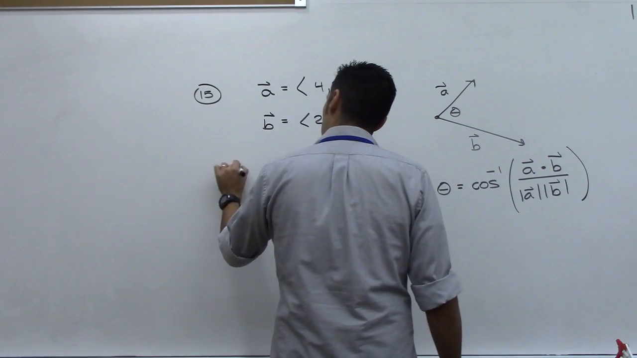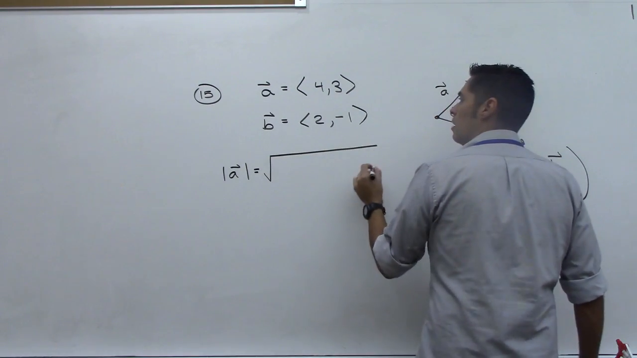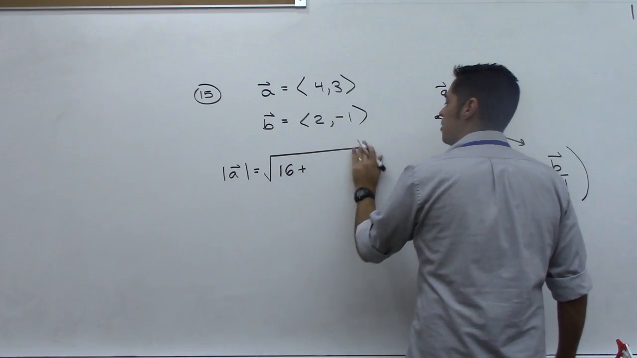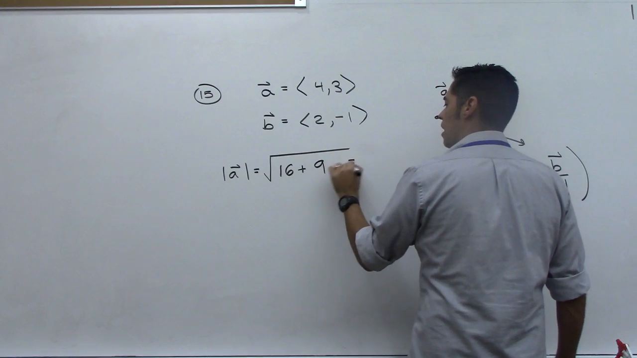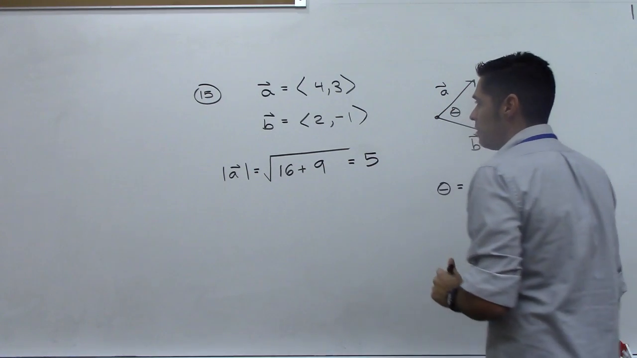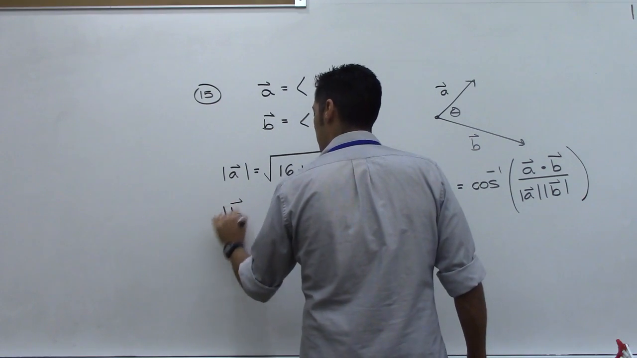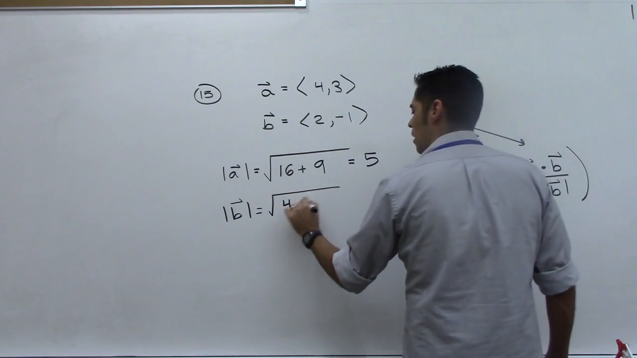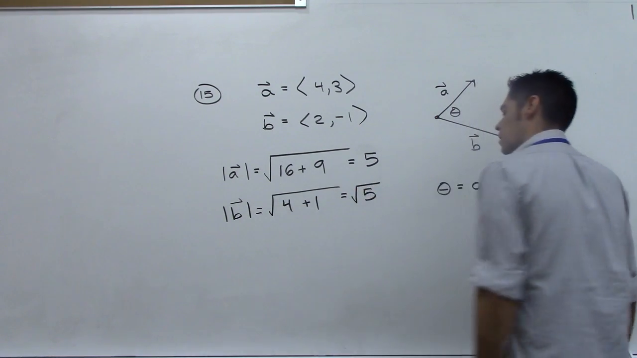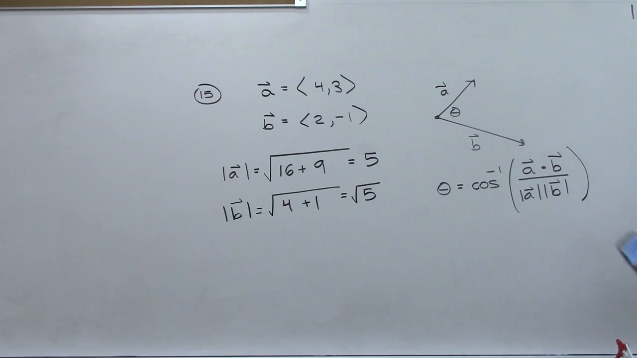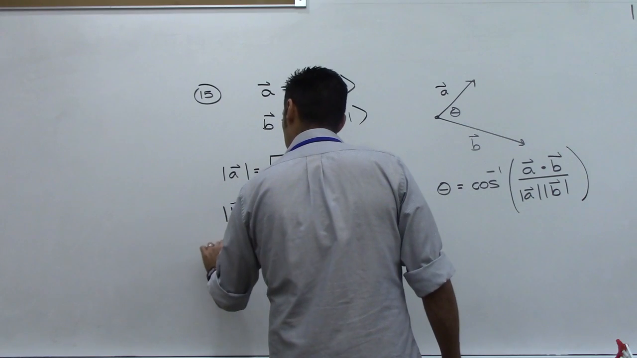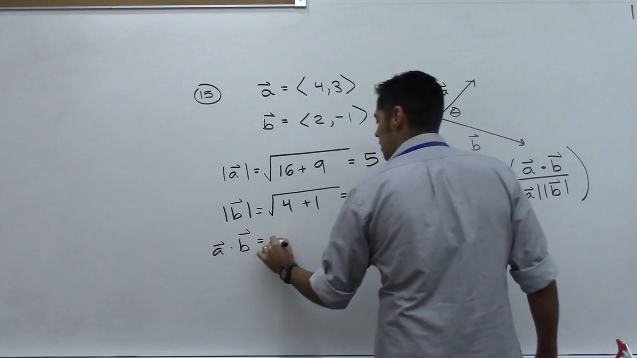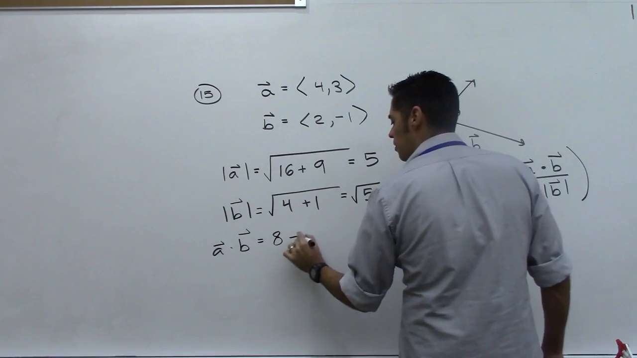The length of A is the square root of the sum of the squares of the components. So I'm going to square 4, get 16. I'm going to square 3, get 9. Add these together. Square root of 25 is 5. So the length of A is 5. The length of B is the square root of 2 squared, 4. Negative 1 squared is 1, so root 5. And let's figure out what A dot B is. So multiply the components. 4 times 2 is 8. Add to that this, but that's negative 3, so subtract 3, we get 5.